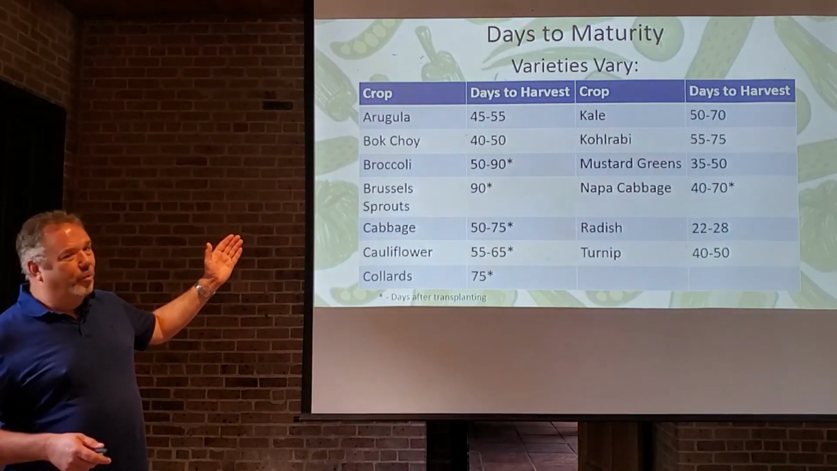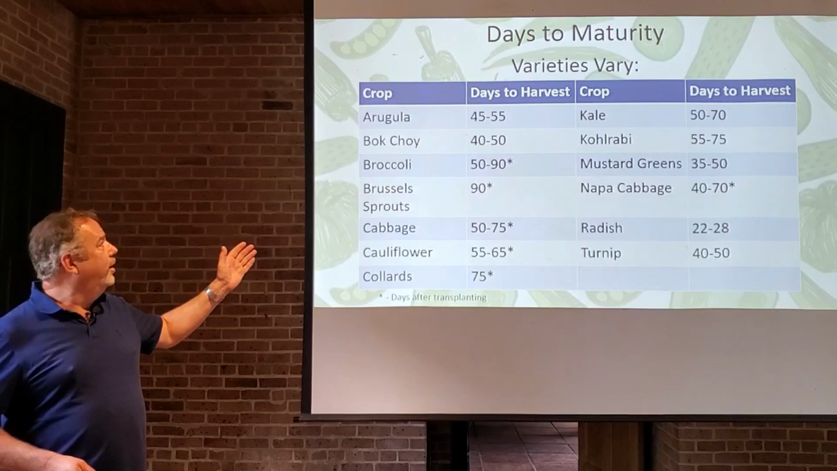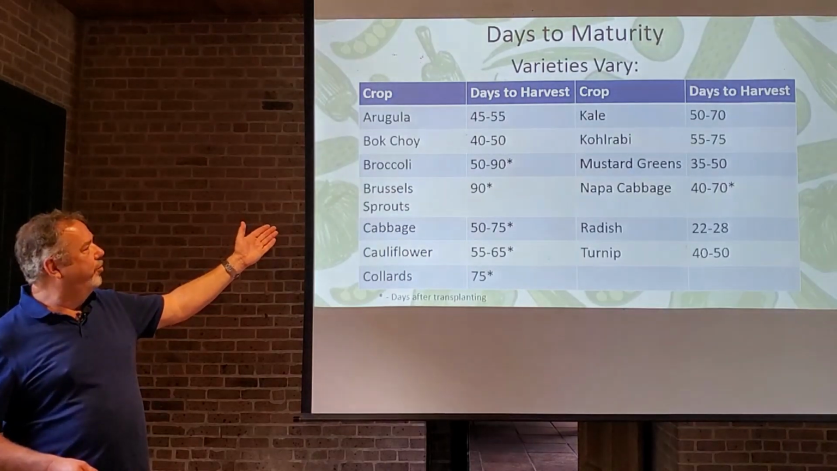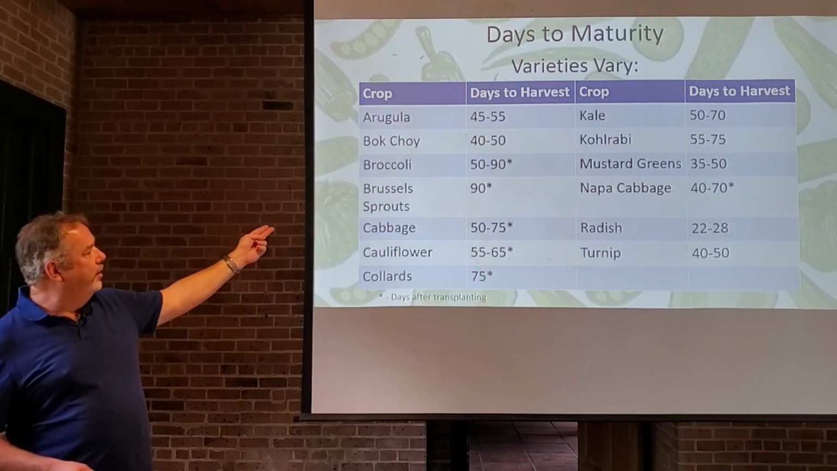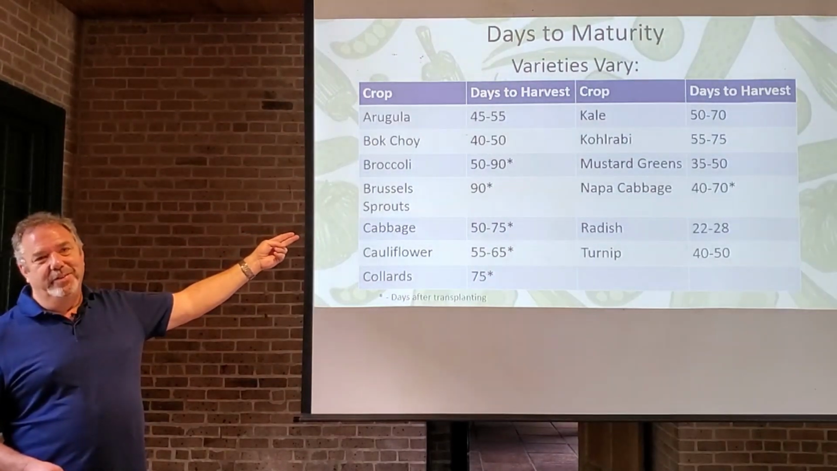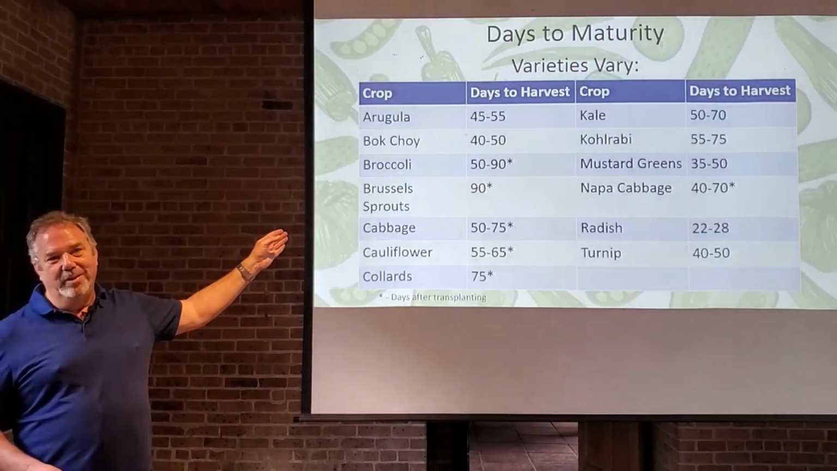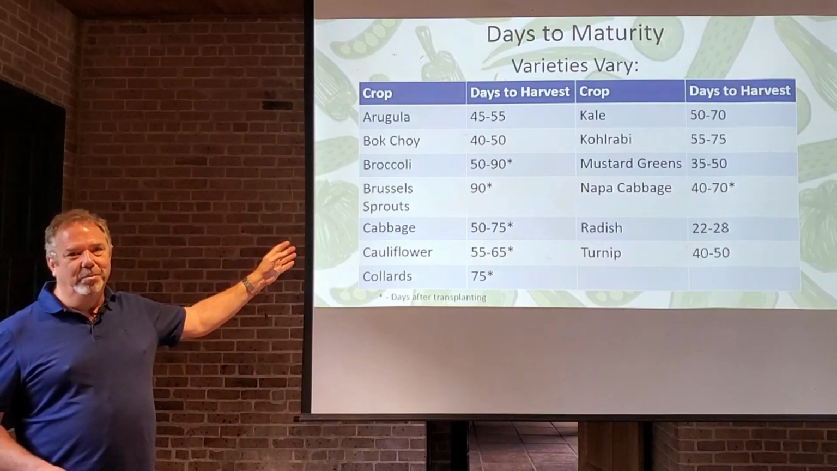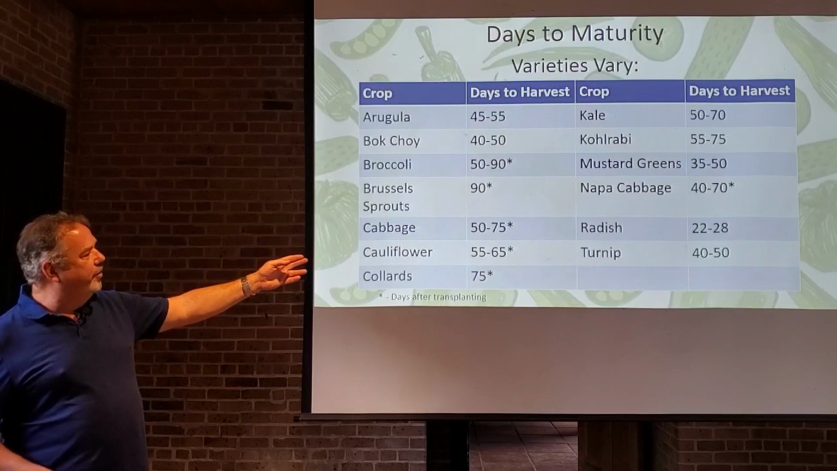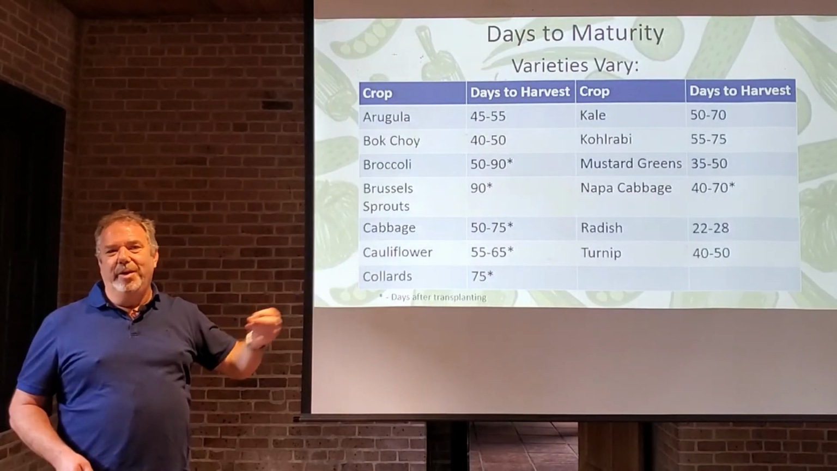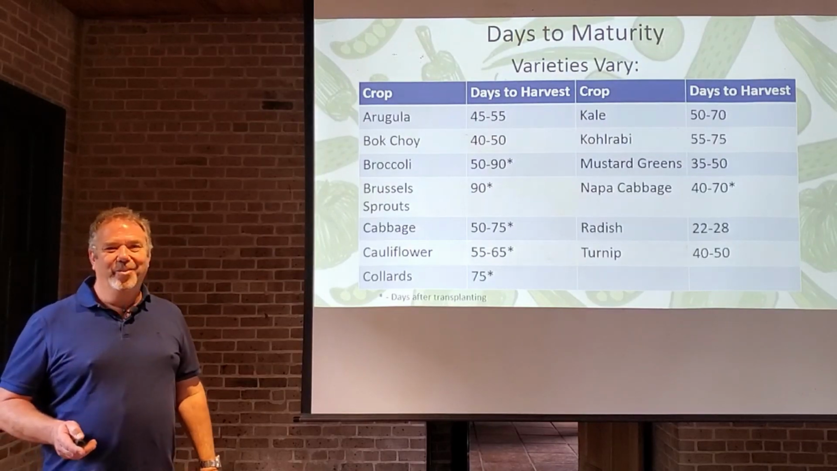But there is a wide variety of days and times that it's going to take for these things to get ready. Like arugula takes 45 to 55 days. Bok choy, 40 to 50. Broccoli can take as many as 90 days, so that's like 3 months that you're waiting. And Brussels sprouts definitely take the longest time. They take about 90 days minimum to get the crop. Things like radishes, 22 to 28 days. So if you blink, you might miss the time to harvest them.